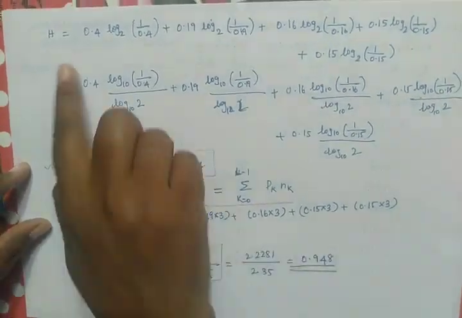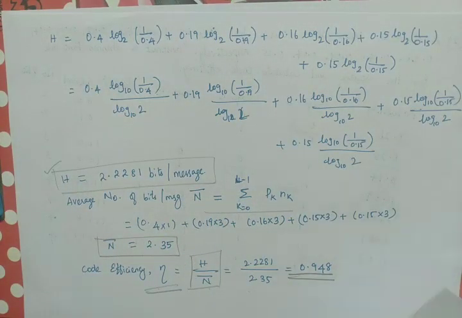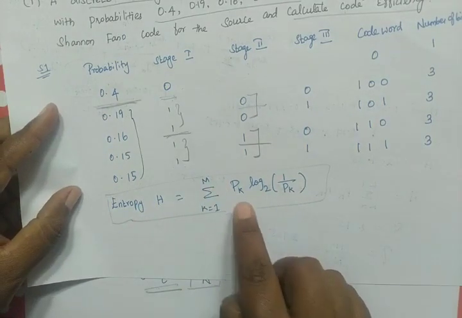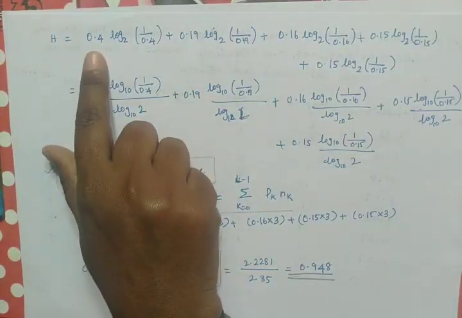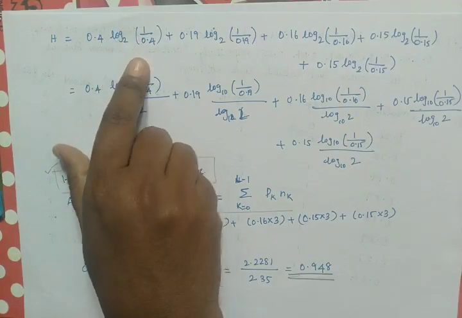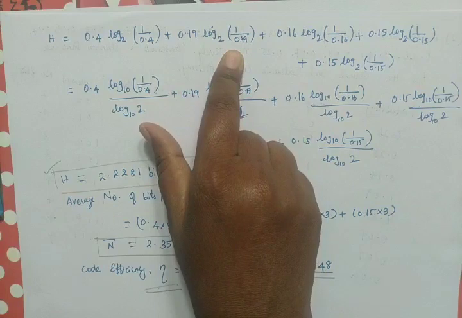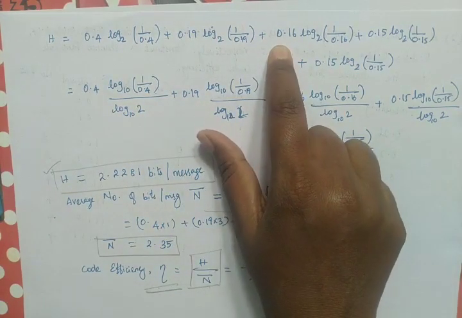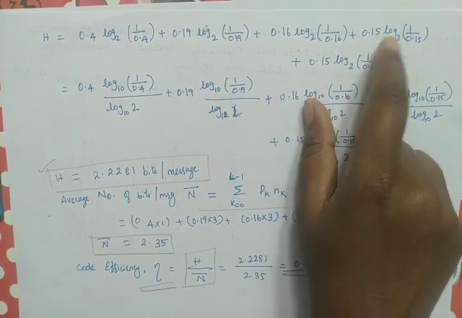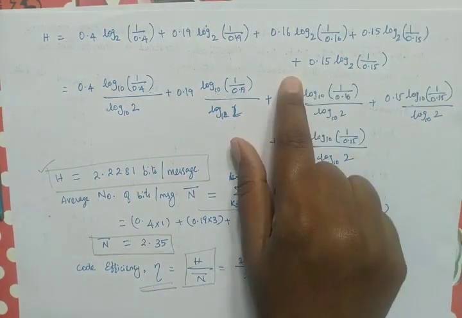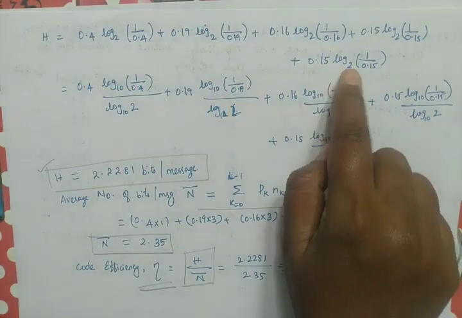So here we have entropy. How can we solve this entropy? By using the formula H is equal to summation k is equal to 1 to M Pk log base 2 of 1 by Pk. So we have to substitute the probability values: 0.4 log base 2 of 1 by 0.4, plus 0.19 log base 2 of 1 by 0.19, 0.16 log base 2 of 1 by 0.16, plus 0.15 log base 2 of 1 by 0.15, plus again 0.15 log base 2 of 1 by 0.15.